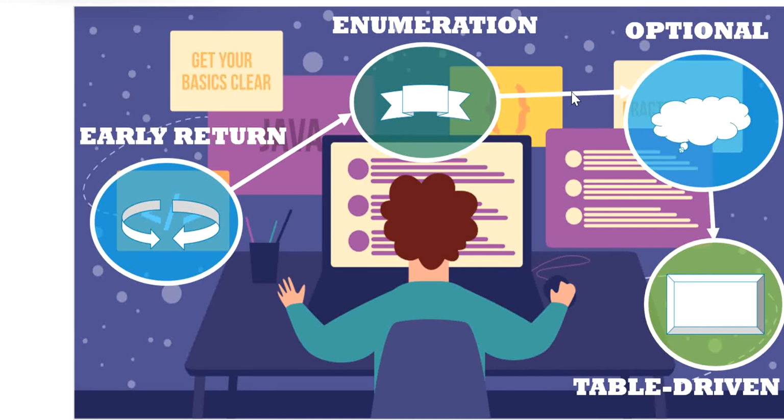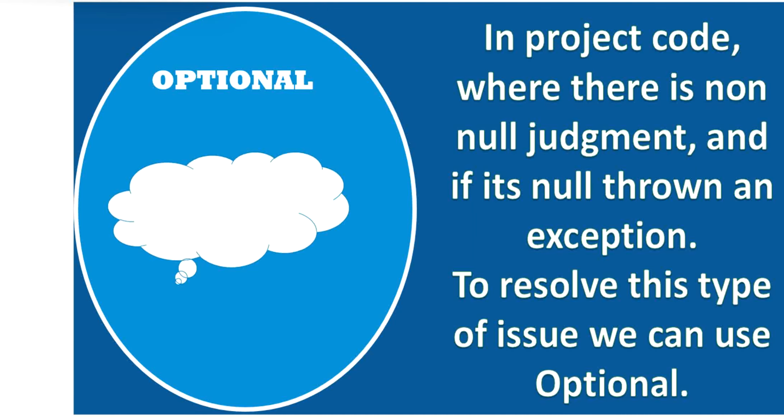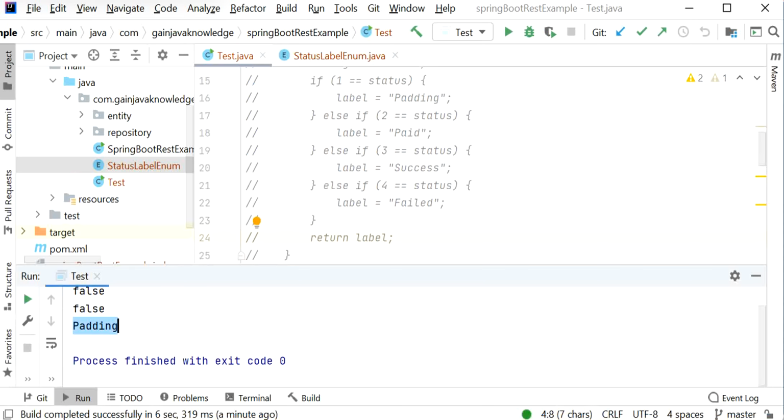And the next is Optional. Optional is also a best approach to make our code more readable and handle null pointers. I am sure you guys have projects where there is a null check, and if it is null then we are throwing an exception or returning some response. So let me go to IntelliJ and see how we can use this approach.